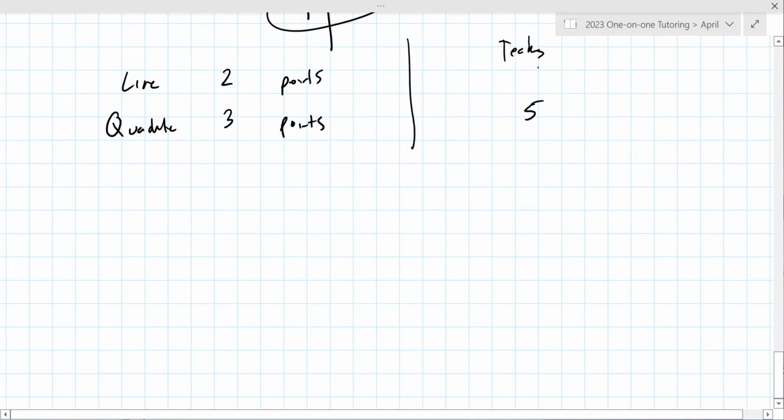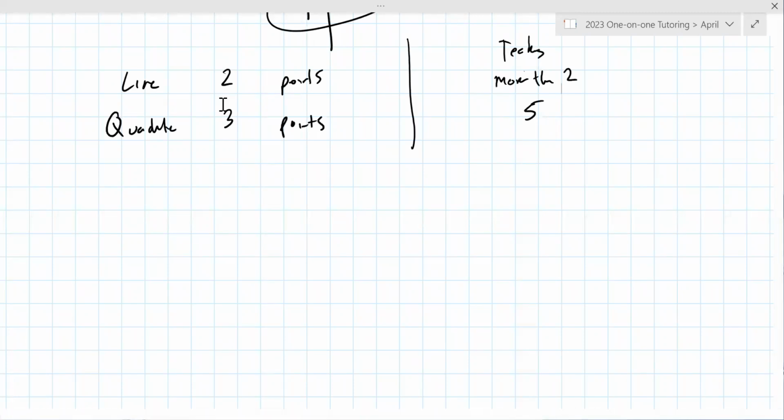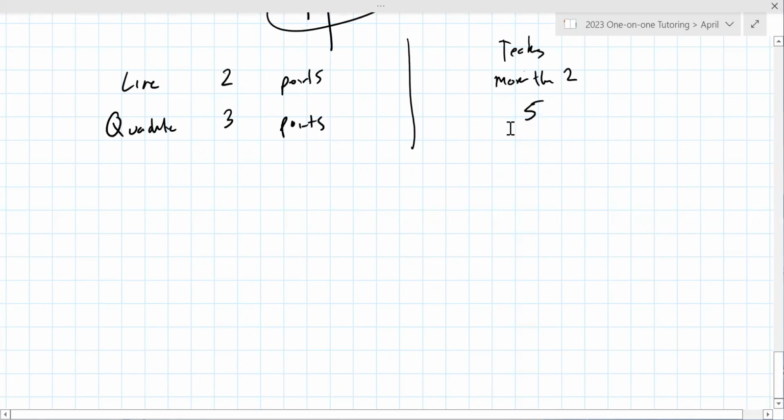For the line, they typically want more than two, I'll say. But you actually only need two by definition. Same with the quadratic, you only need three. But obviously I need to write five in order to get a good grade. Yes.